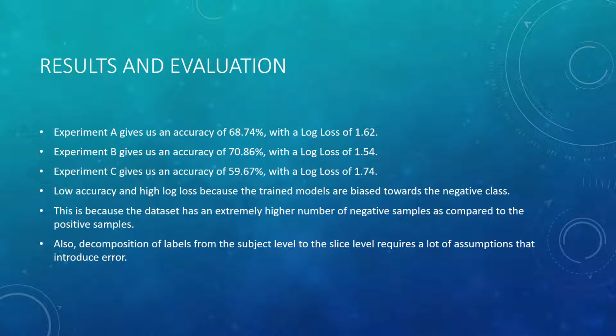We can see that the accuracies are not very high, they're relatively low, while the log losses are high. This is probably because the data set was extremely biased towards negative samples, as there were very few positive samples, and even the very few positive samples that were there were of extremely low resolution and extremely noisy. Apart from this, the decomposition of the subject level labels to slice level labels also introduced errors, and we do need to come up with a better way to do this in the future.